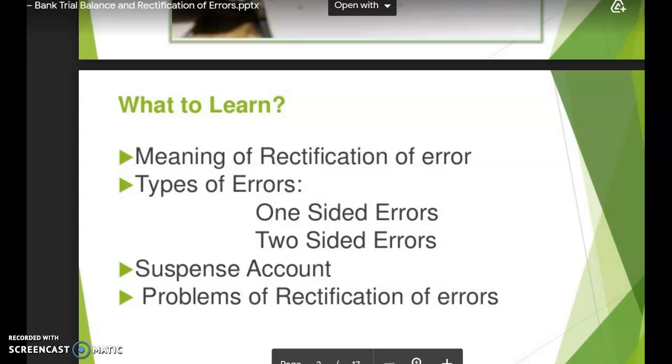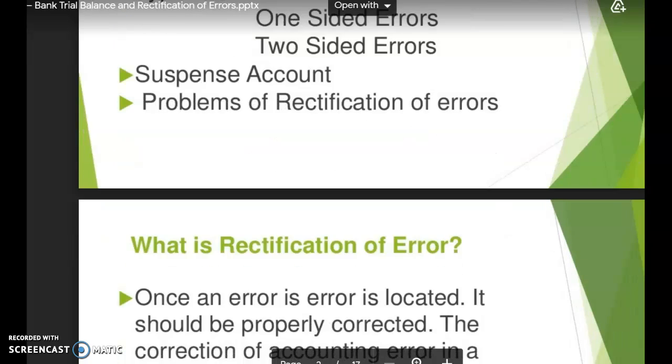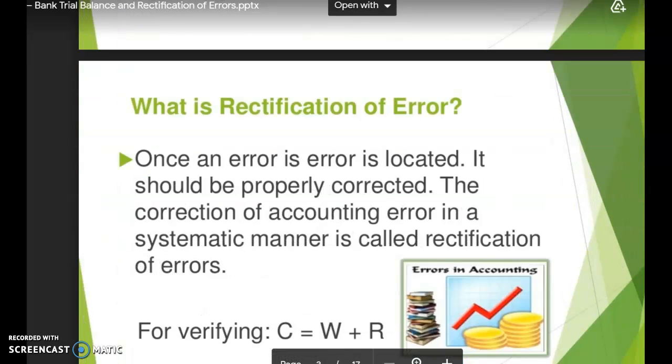What a one-sided error is and what a two-sided error is, we will understand once we understand the different types of errors. Now, once the error is located, it should be properly corrected. The correction of accounting error in a systematic manner is called rectification of errors. What do we mean by the term rectification of error? Rectification of error means the correction of accounting error in a systematic manner.